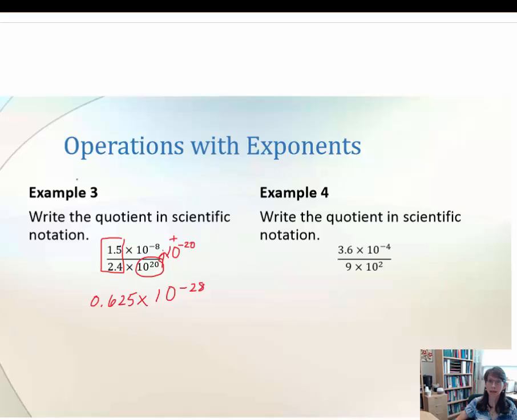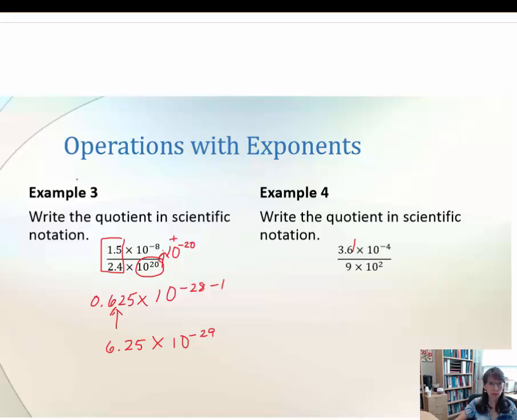Is 0.625 a number between 1 and 10? The decimal should be placed in between 6 and 2. 6.25 is a number between 1 and 10. But notice this time we did not shrink our number, we increased our number by a factor of 10. So that means to compensate we need to decrease by a factor of 10 on this term. So we'll end up with times 10 to the negative 29. So if we're increasing the value of 0.625 by a factor of 10, we need to decrease this base of 10 by a factor of 10.